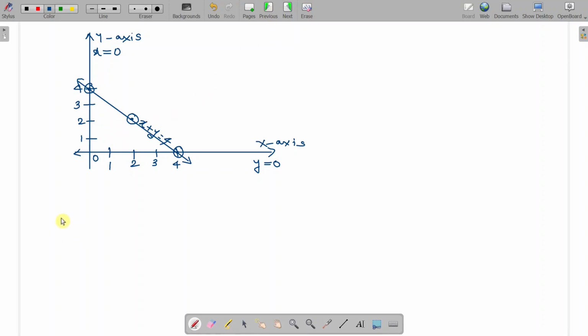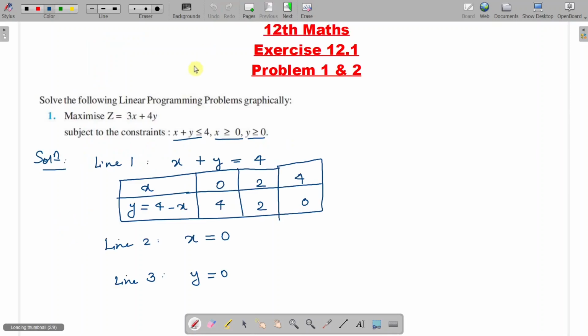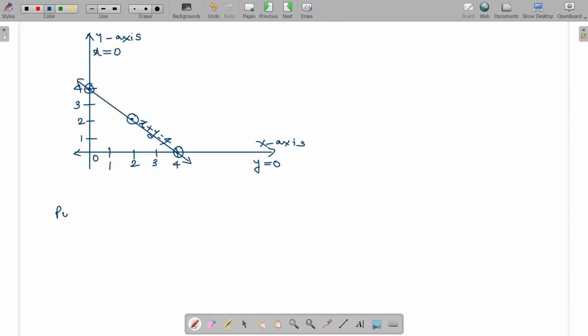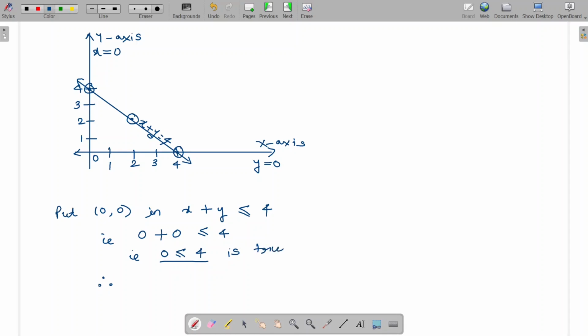So for that we have to substitute a point in the inequalities. So put 0 comma 0 in the first inequality. So that is x plus y less than or equal to 4, right? So that is nothing but 0 plus 0 less than or equal to 4. That is 0 is less than or equal to 4, right? So therefore the inequality is satisfied. This is true. So that means the inequality is satisfied for the point 0 comma 0.